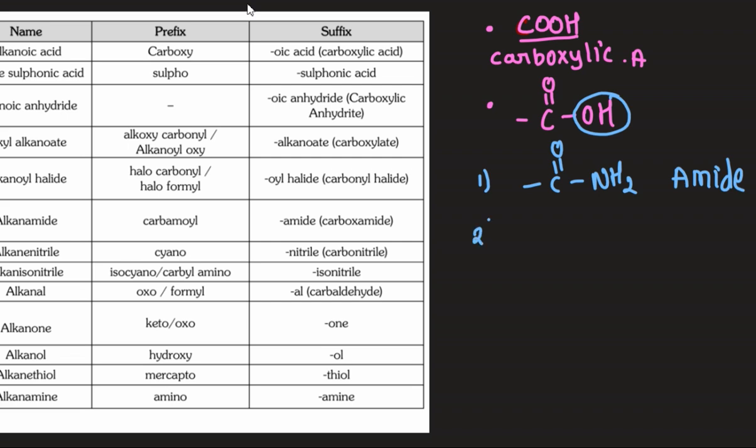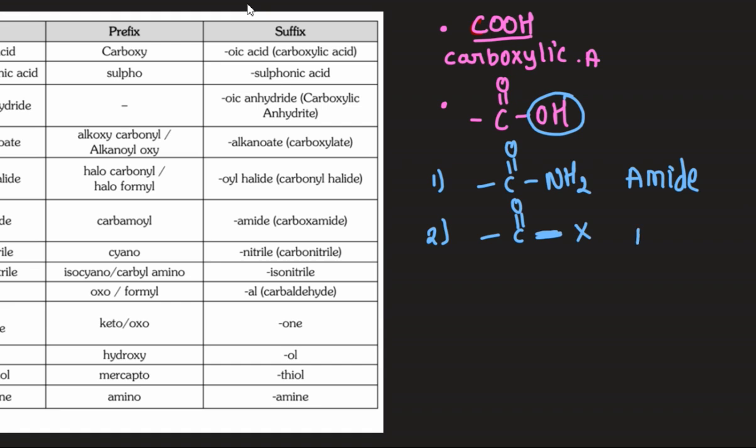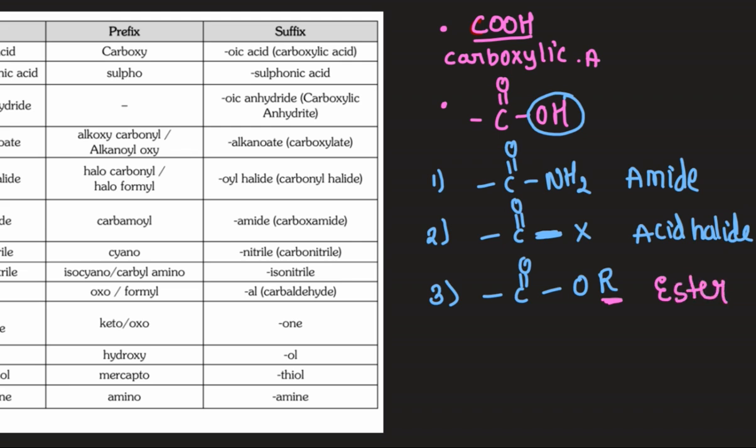Next, the second family member: if I replace that OH group with a halogen, with a single bond, I write it as the letter X. X indicates fluorine, chlorine, bromine, iodine. So I can call this functional group an acid halide, also one of the family members of carboxylic acid. Next, if I replace the OH group with an OR group, what is the meaning of R? The root word: methyl, ethyl, propyl, butyl. R indicates alkyl groups. If I replace with OR, you should call it an ester. So the third family member of carboxylic acid is ester.